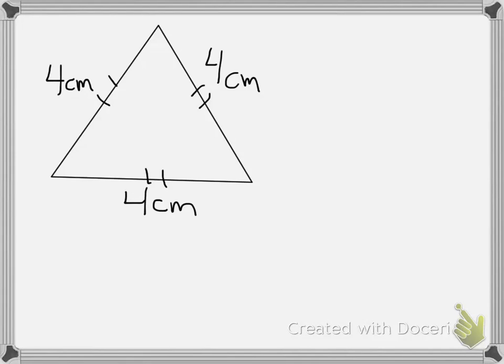Okay, this is example 5. It says, what is the area of an equilateral triangle with a side length of 4 centimeters? So I've drawn one here, just like they had in example 5, except I didn't color it.